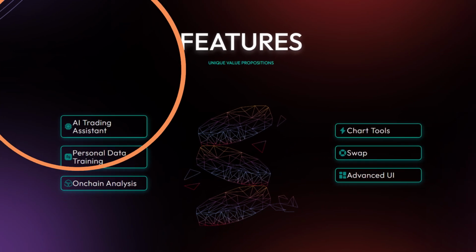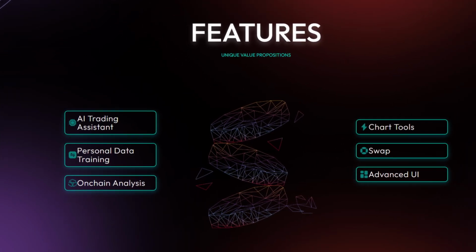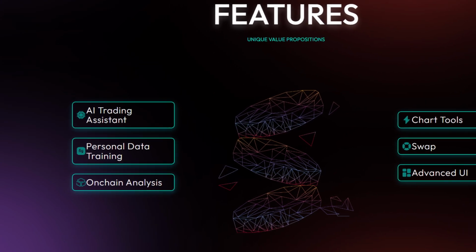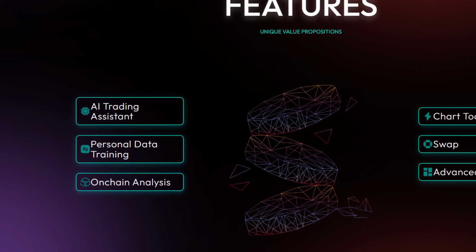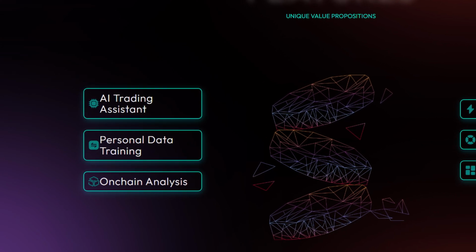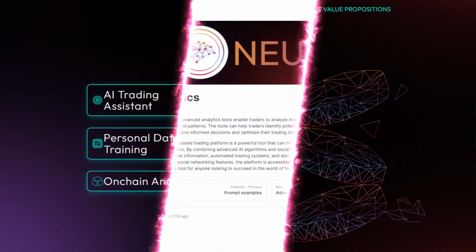Then there's personal data training. The AI will use personal preferences while trading. The personal data training will be done by the user and will tell the AI the way of trading: high yield, low yield, high risk, low risk, percentage of account balance to use for trading, and many more. Then there's also on-chain analysis.